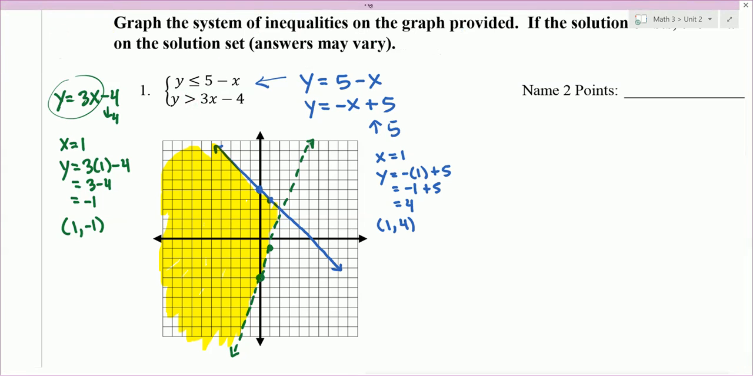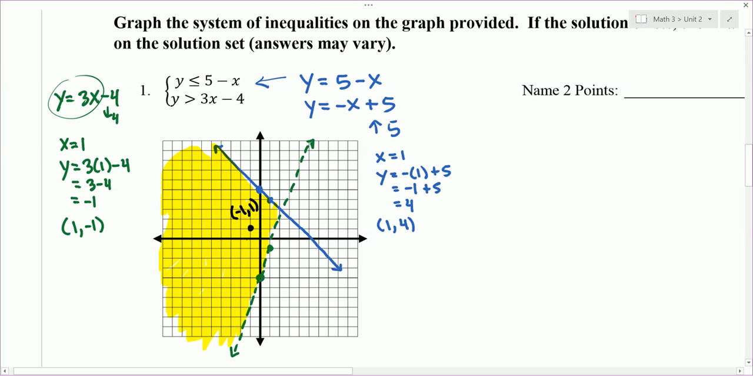Okay, for example, let's pick an easy one. Say right here. That point is at negative 1, 1. That's a solution to this system. We have two things. We got y is greater than or equal to 5 minus x, and then the second one is y is greater than 3x minus 4. So I'm claiming that negative 1, 1 is a solution to this. We can check.